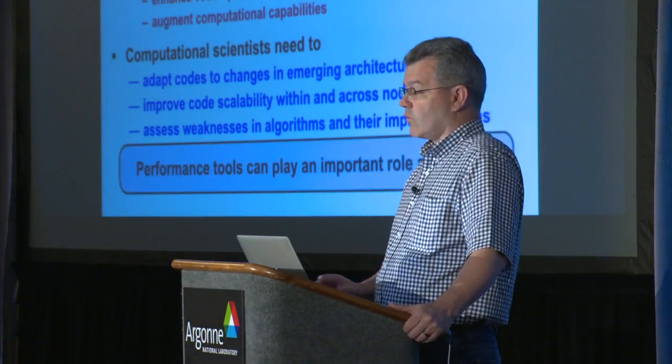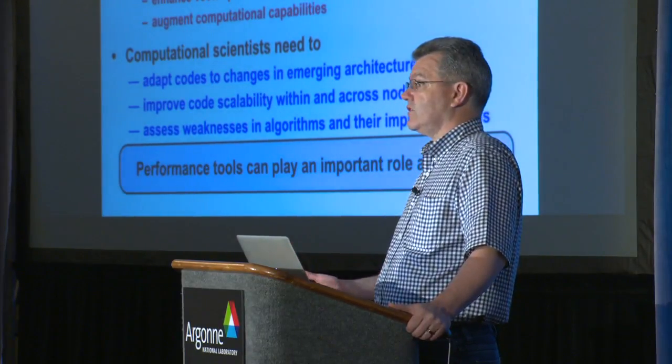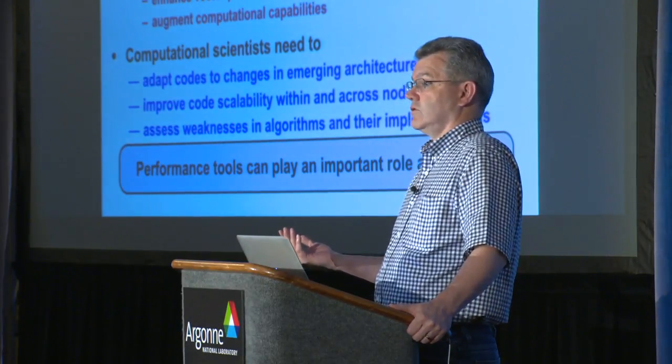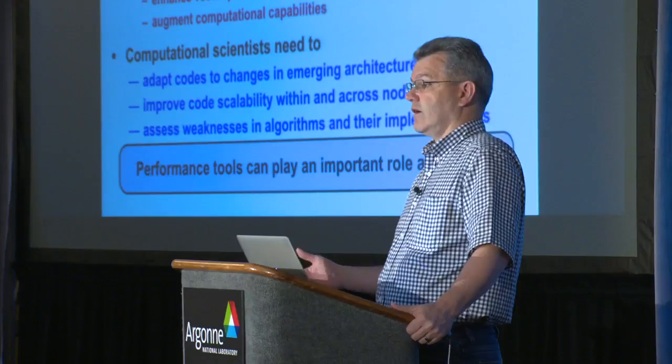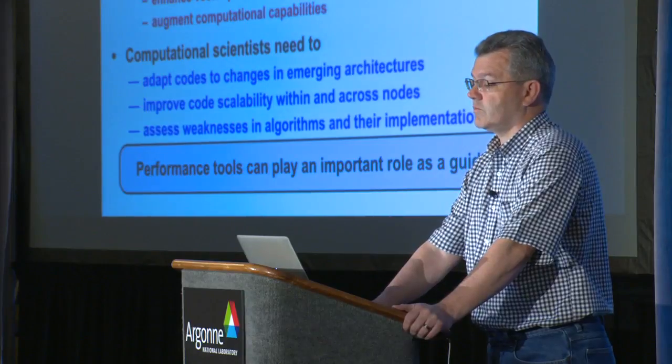In order to help you adapt the codes for the changing architectures and improve scalability both within and across the nodes of these parallel systems, and also to help you understand the weaknesses in your algorithms, that they don't have the scaling properties you were looking for, or they don't have the locality that will deliver performance, you can use performance tools to get insight into the principal weaknesses of your application. You can then use this to prioritize your development and decide where to best invest your efforts to improve the scalability and performance of your code overall on these large-scale systems.